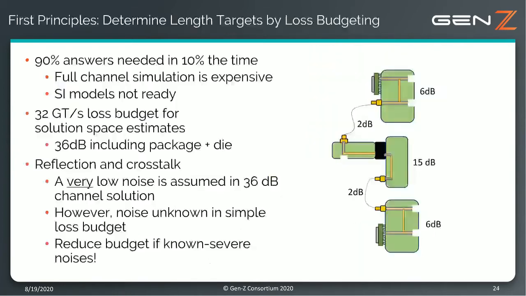So on the next page, we start to think about, let's determine inside the emulation platform what length of trace we need on the board for a proper and realistic evaluation. And the first place that we start to do this is what we like to call a first principles approach, where we think about what's the total amount of loss that we want to achieve and how much loss our components are going to use. We do this because it's really quick. We can do this in Excel.